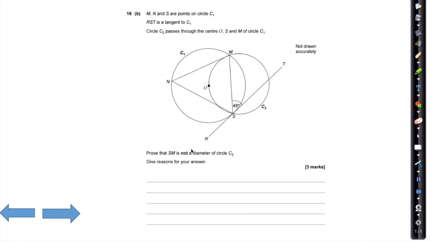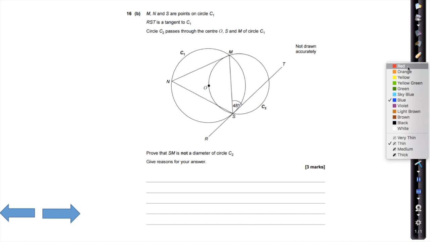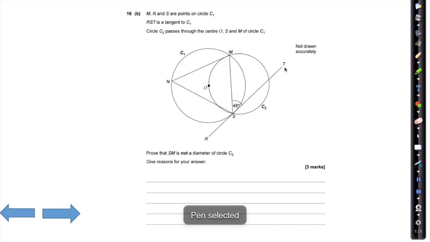(16b) M, N, and S are points on circle C1. RST is a tangent to C1. Circle C2 passes through the centre O, S and M of circle C1. So it looks a bit messy, but let's just try and understand what's going on here with, first of all, RST, this straight line here. RST is a tangent to circle C1, so C1 over here.